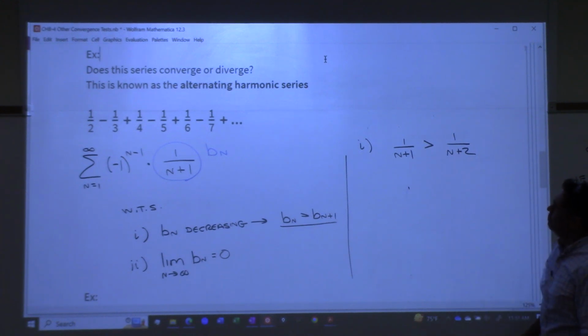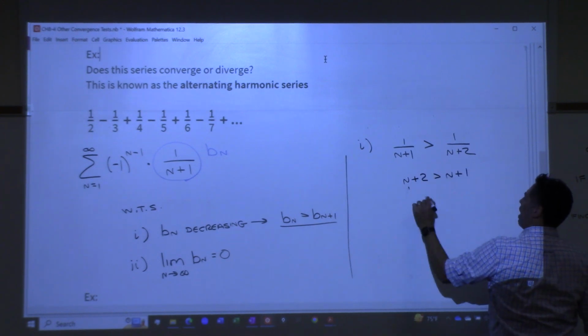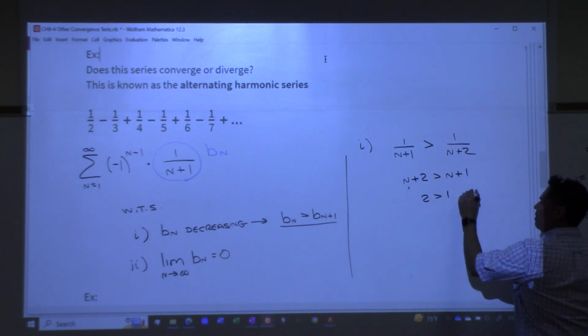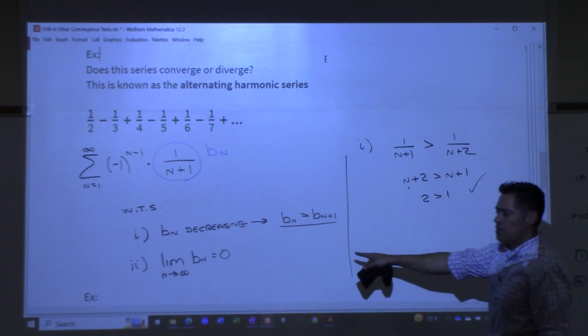Is this true? Cross multiply, subtract n on both sides. 2 is bigger than 1. So condition 1 is held.